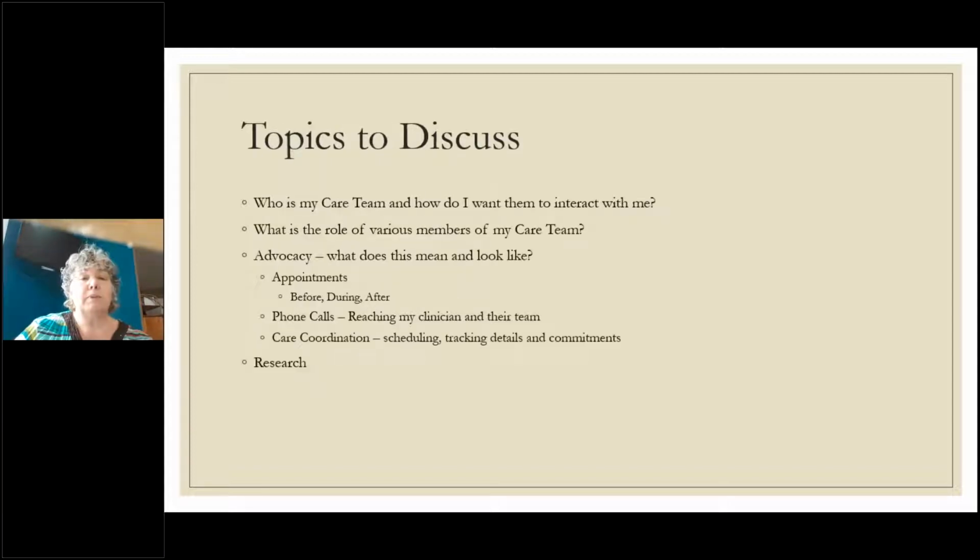I'm going to talk today about who is my care team and how do I want them to interact with me, to really think about, from as the person with Parkinson's, what do I want? That person with the chronic disease, what do I need and want? And it's, I think, important to think through that and really reflect on who I am. And we'll talk a little bit about how I want my team to interact and what kind of role do I want all of my members to take.